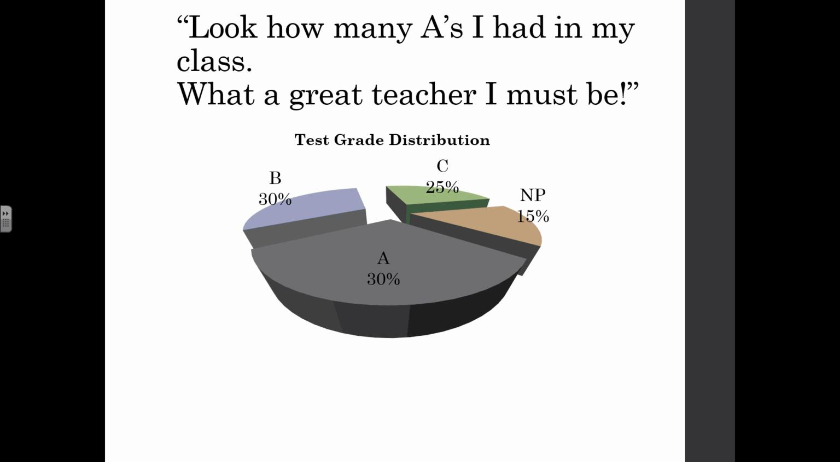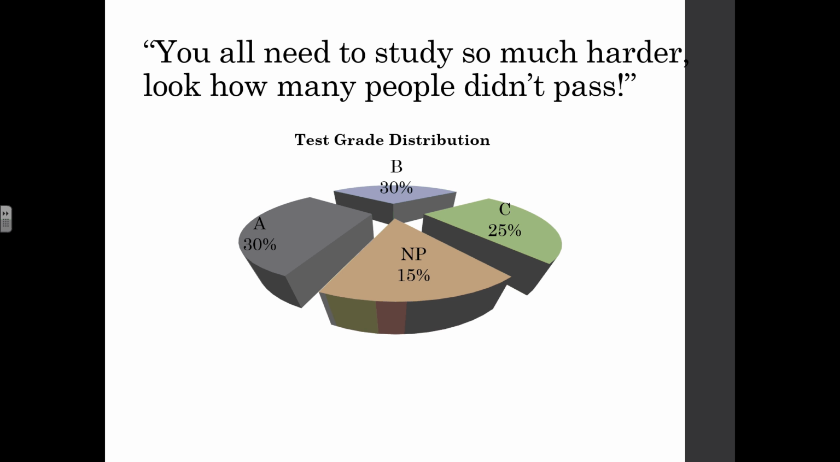But you can spin that graph around the other way to make it look like the no passes are really big. You all need to study so much harder. Look how many people didn't pass. In this graph, the no passes look about the same as the A's, B's, and C's, when in reality they're about half of each of those pieces.